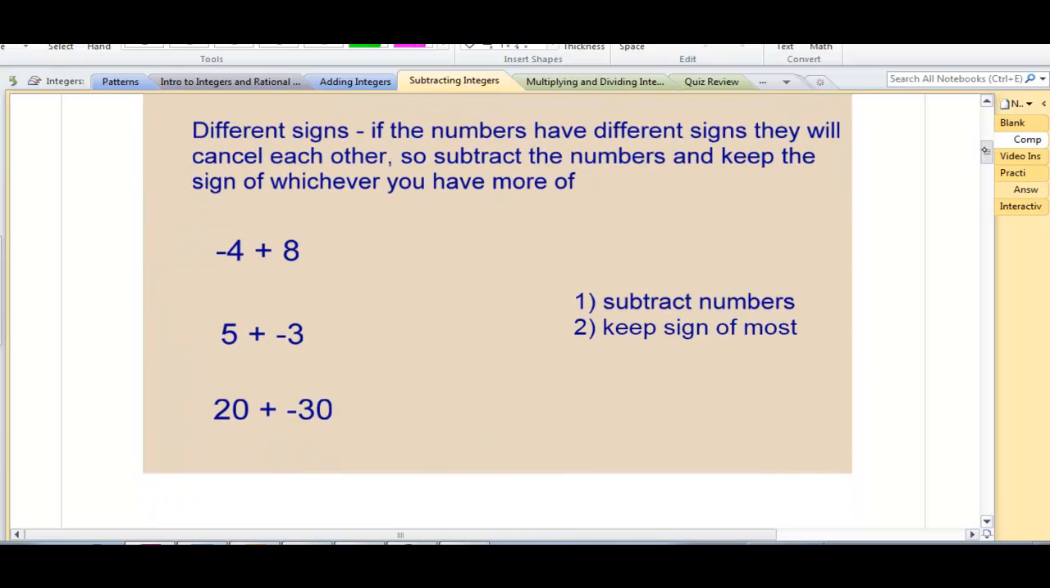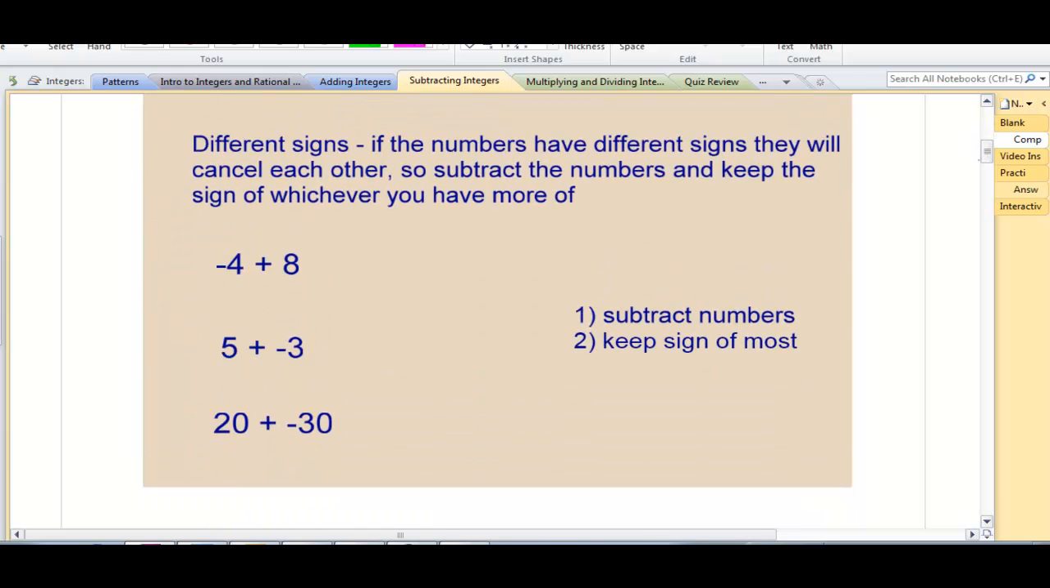So let's move on to different signs and review how to add different signs. With different signs, remember that we're going to be canceling positives and negatives. Anytime you have a positive and a negative, they cancel each other. For example, with negative 4 plus 8, we cancel 4 negatives with 4 of the positives, and we're left with 4 positives. In other words, with our rule, we subtract the numbers. 8 minus 4 is 4, and we keep the sign of whichever we have the most of, since that's what we're left with after canceling. We're left with positives in number 1.